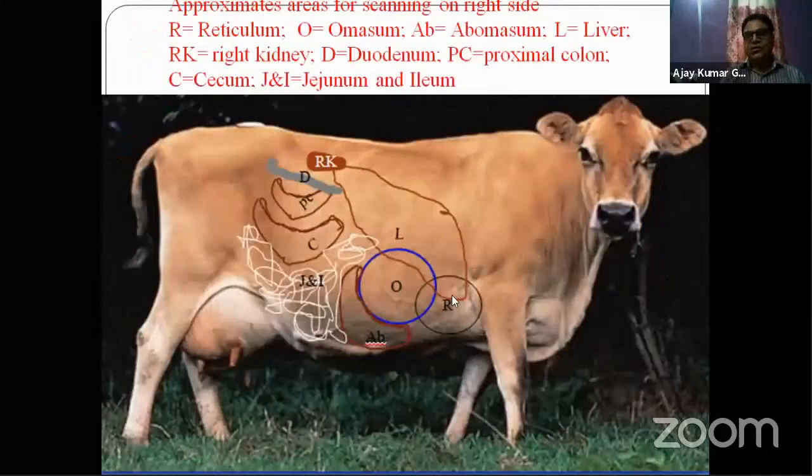Similarly, on the right side, there is the area of the reticulum, and caudal to the reticulum on the floor of the abdomen is the abomasum. On the lateral side is the omasum. This is the liver. The jejunum and ileum occupy the main portion of the ventral abdomen. Dorsal to the cecum is the proximal loop of colon, and dorsal to the colon is the descending duodenum, and highest in the paralumbar fossa, close to the last rib, is the right kidney. So these are the areas from where these structures can be scanned.